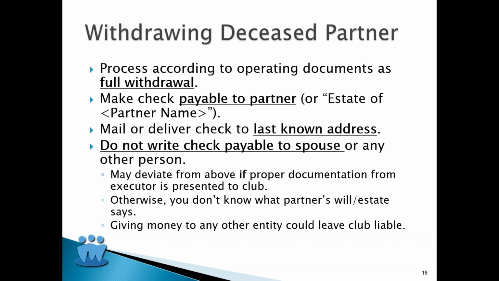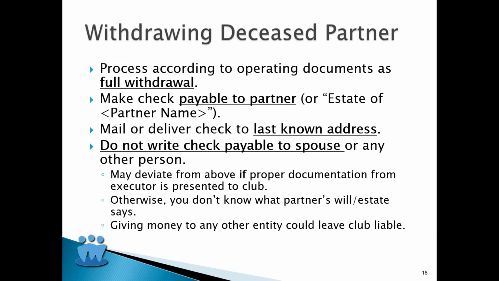The problem, if you presume that the spouse is the person to whom the proceeds should go, and you write the check in the name of the spouse and deliver it to them, is that depending on your state and depending on the deceased's will and depending on a whole lot of other factors, that could be a wrong assumption.